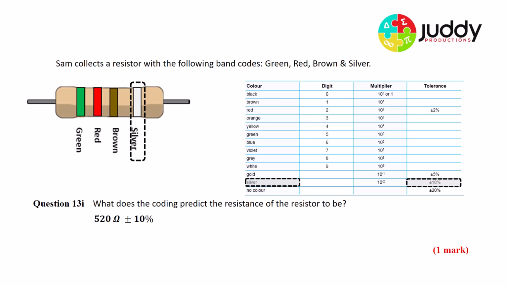Finally, the silver, the fourth band, is the tolerance. So from our table, we see that silver is plus or minus 10%. So what does the coding predict the resistance of the resistor to be? It predicts it to be 520 ohms plus or minus 10%.